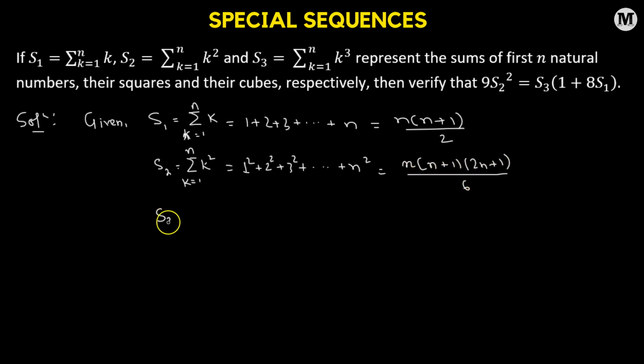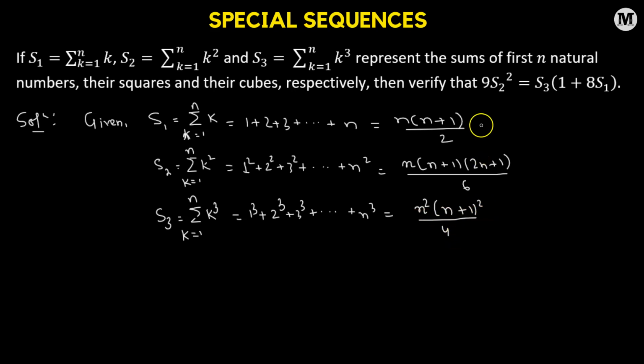Then we have S3. S3 is summation of k cubed, where k runs from 1 to n, and this is simply 1 cube plus 2 cube plus 3 cube all the way up to the last term, which is n cube. So this is the sum of the cubes of the first n natural numbers, and we have a standard formula for this one as well. It is n squared times n plus 1 whole squared divided by 4. We're going to use this.